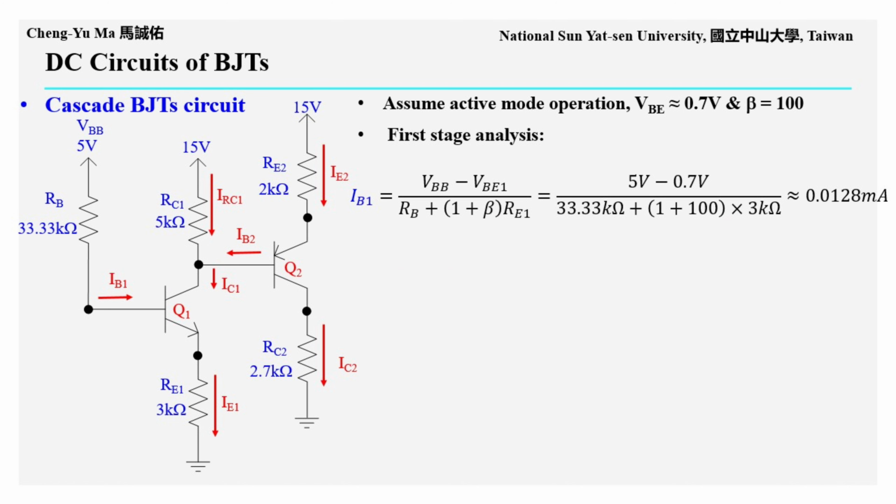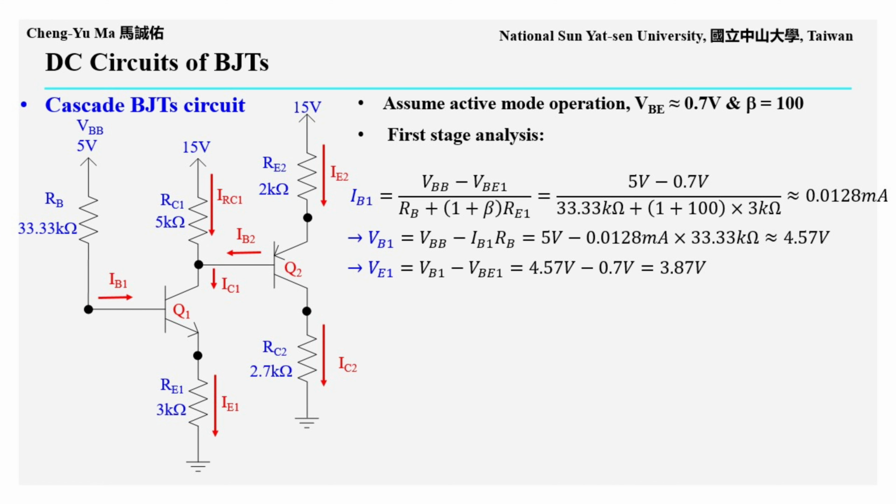We first analyze the first stage case 3 circuit. Assume that all BJTs in the circuit operate in active mode. Therefore, we can use the resistance reflection rule to find the base current IB1. IB1 equals VBB minus VBE1, divided by the sum of RB plus 1 plus beta times RE1. Substituting the numbers, the numerator is 5 volts minus 0.7 volts, and the denominator is 33.33 kiloohms plus 101 times 3 kiloohms. The result is approximately 0.0128 milliamps.